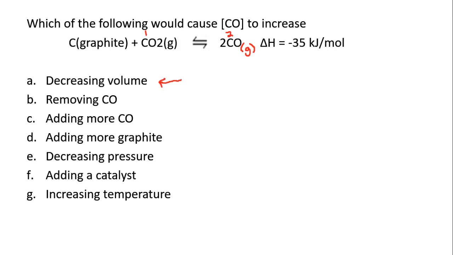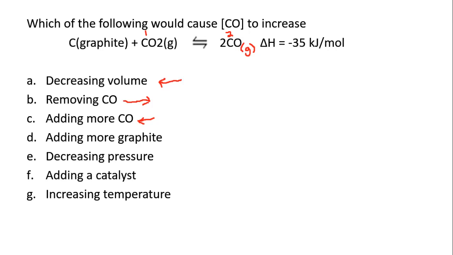Removing CO. CO is what? That's correct, the product. When we remove products, which way is it going to shift? To the products. Adding more CO means we're adding a product, so it's going to shift, that's correct, to reactants. Adding more graphite. Graphite is a reactant. So we add more reactants. Which way will it shift?